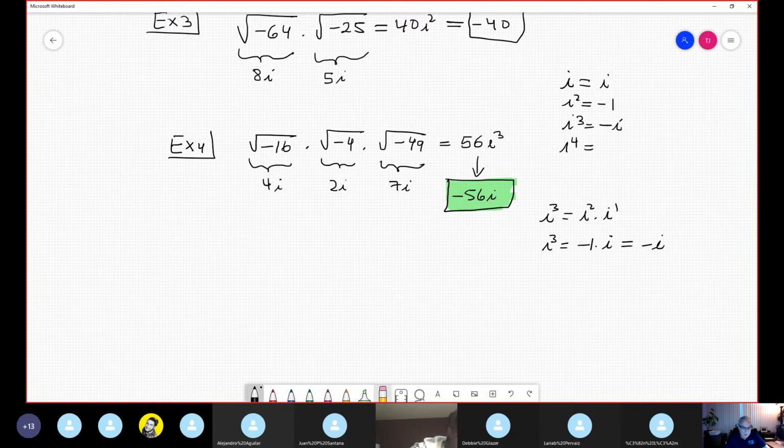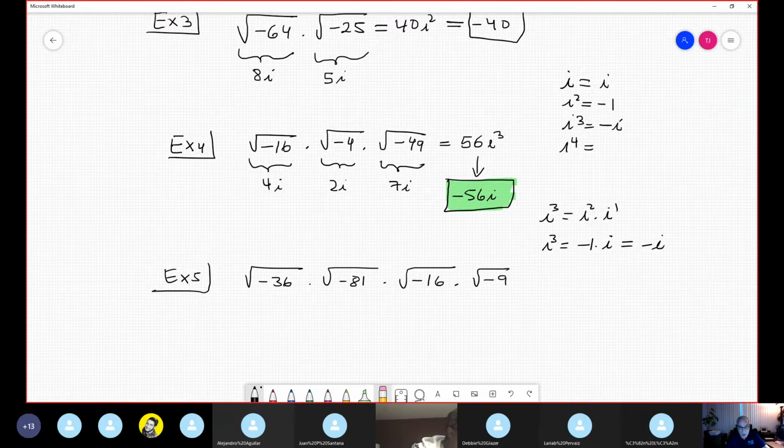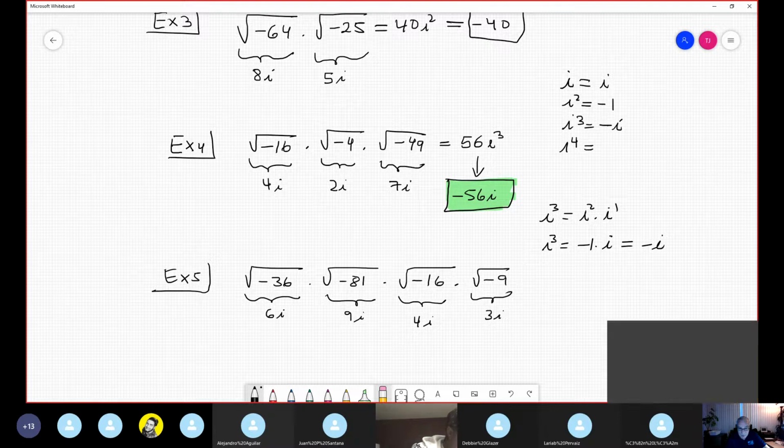Okay, example 5. Example 5 is similar, but in this case I put 4: negative 36 times negative 81 times negative 16 times negative 9. And we compute one by one separately. This is 6i, this is 9i, this is 4i, and this is 3i. And so you put in the calculator 6 times 9 times 4 times 3.